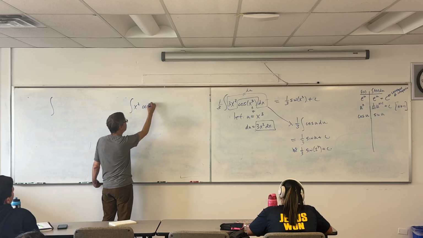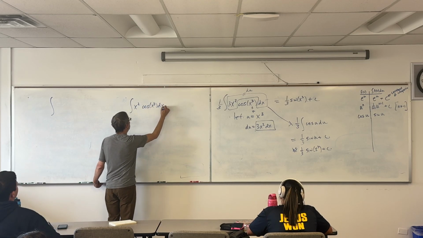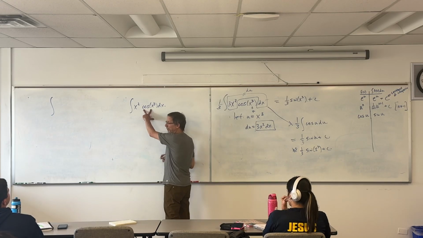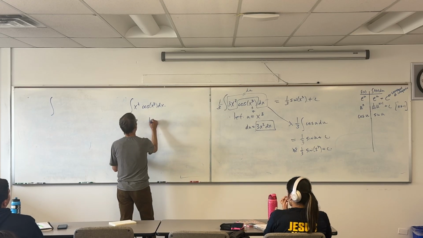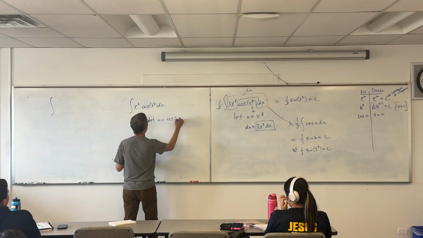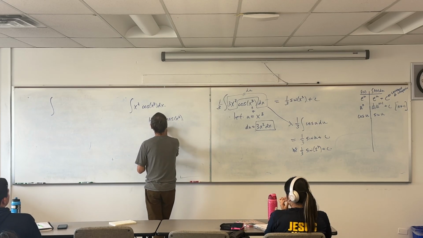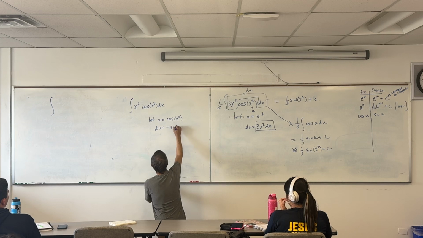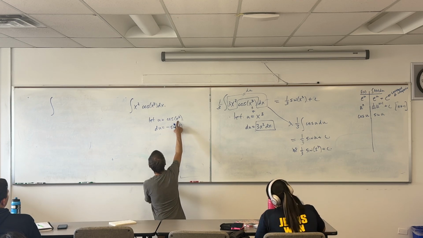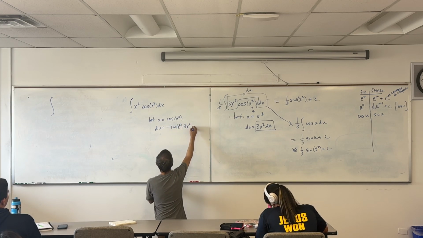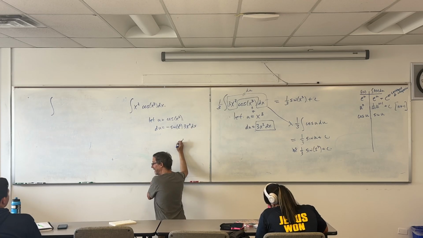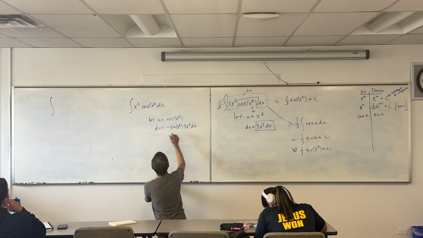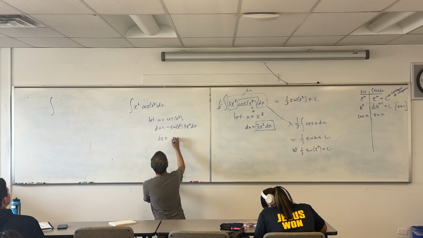So here's our original problem. Let's make this whole thing u. So I'm going to let u equal cosine of x cubed. Now du, we've got a chain rule. So negative sine of x cubed times the derivative of the inside, 3x squared dx. That look good? All right. Now I'm going to solve for dx, and I get du over a lot of stuff.